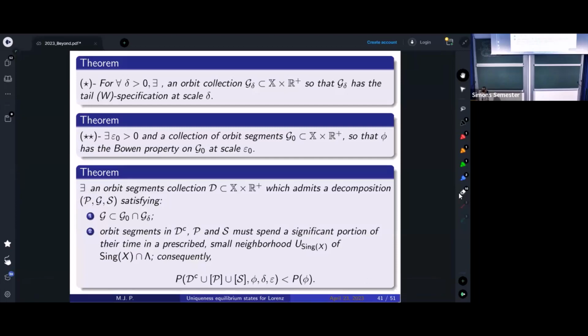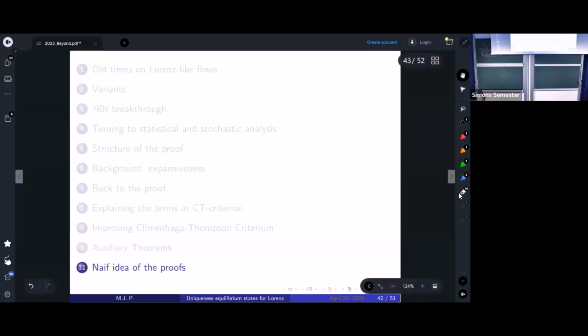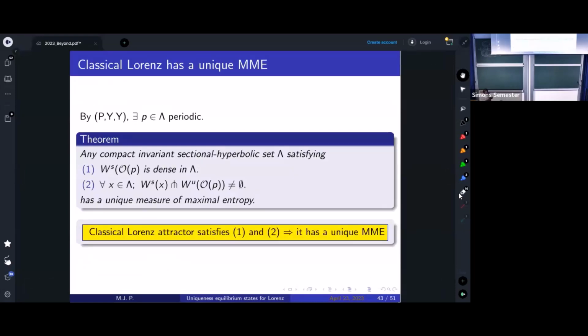We have auxiliary theorems. The first one is that you have an open dense set such that the collection of orbits there has the specification. And the other theorem is that in this you have another set that has the Bowen property, and finally you take the intersection of these two sets, and you get what you want. It's quite naive. It's better to explain the naive idea of the proofs. It is that the classical Lorenz has a unique measure of maximal entropy, or equilibrium state. Let's just concentrate on the measure of maximal entropy.